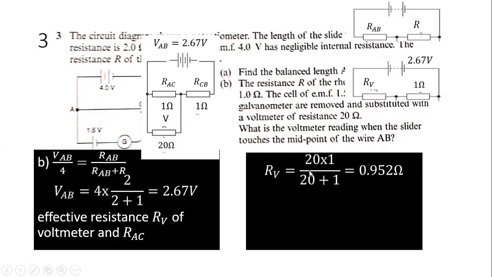Right? 20 times 1 over 20 plus 1, or you can use your reciprocal. You remember this formula is easier: you multiply, and at the bottom there is a plus, to find your effective resistance. If not, you can use your reciprocal. After you calculate RAV, then you can calculate your voltmeter reading across here. Right? V, the voltmeter reading over this whole thing, is this one over the total resistance.